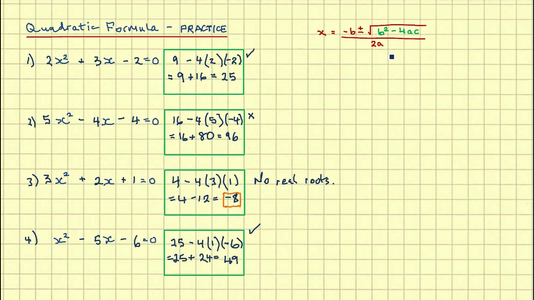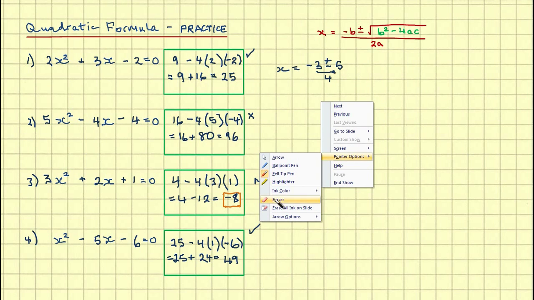Okay, now let's use the quadratic formula to solve the 3 problems that we can solve. So if we write x equals minus b, well b is 3, so that's minus 3, plus or minus. Now, we simply have to go to our discriminant now and pick out the square root. So the square root of 25 is 5. So that bit's done. And then for the denominator, well, it's twice the a value. So it's 2 times 2, so the denominator is 4, so divided by 4. Okay, just tidy that up.